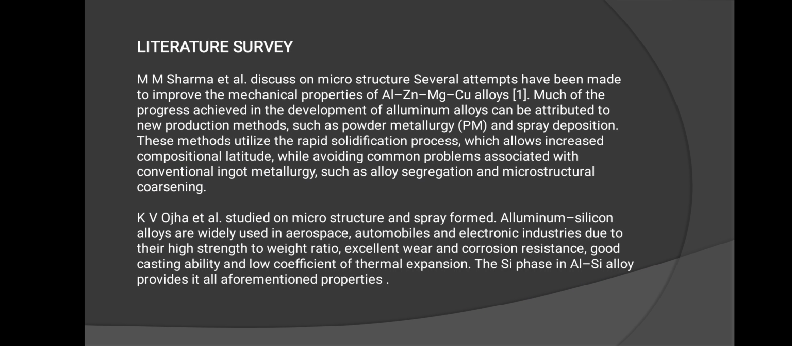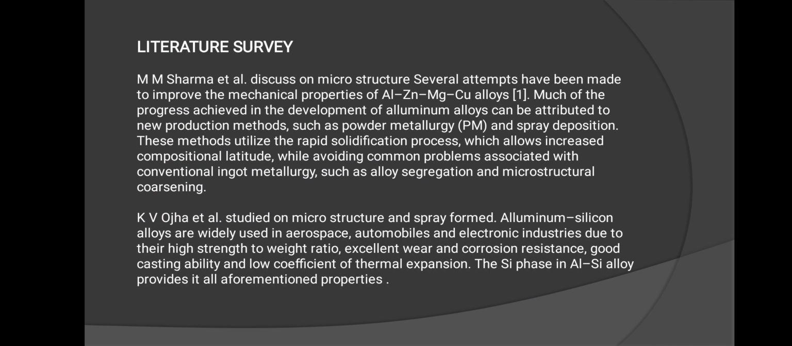Literature survey. Sharma discussed microstructural aspects. Several attempts have been made to improve the mechanical properties of aluminum, zinc, magnesium, and copper alloys. Much of the progress achieved in the development of aluminum alloys can be attributed to new production methods such as powder metallurgy and spray deposition. These methods utilize the rapid solidification process, which allows increased compositional latitude while avoiding common problems associated with conventional ingot metallurgy such as alloy segregation and microstructural coarsening.